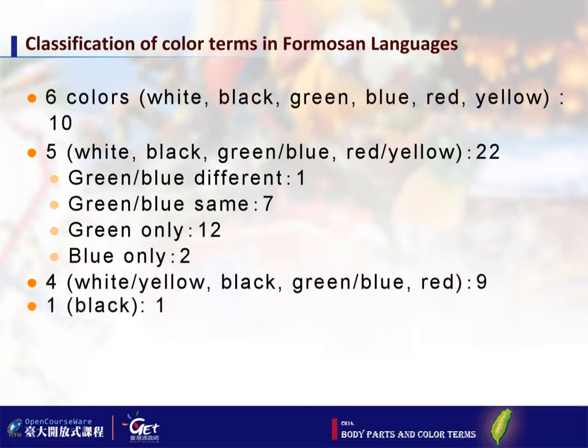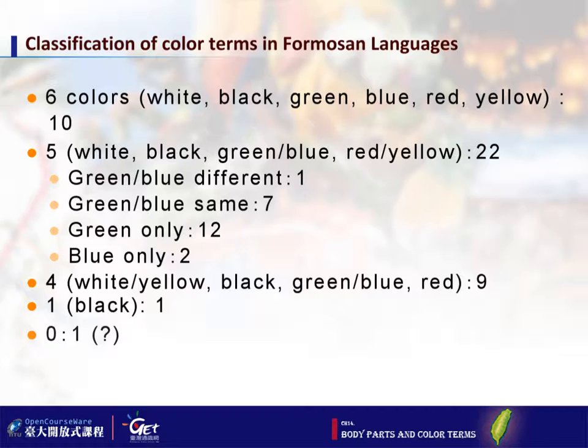Okay, what about in Formosan languages? What about the color terms in the language? In our data, we find 6 colors: white, black, green, blue, red, and yellow. 10 languages would have 6 colors, okay? And then 22 languages would have 5 colors. So again, most of the languages would have 5. That's black and white, of course, separate, and green and blue will be the same term, and red and yellow the same one.